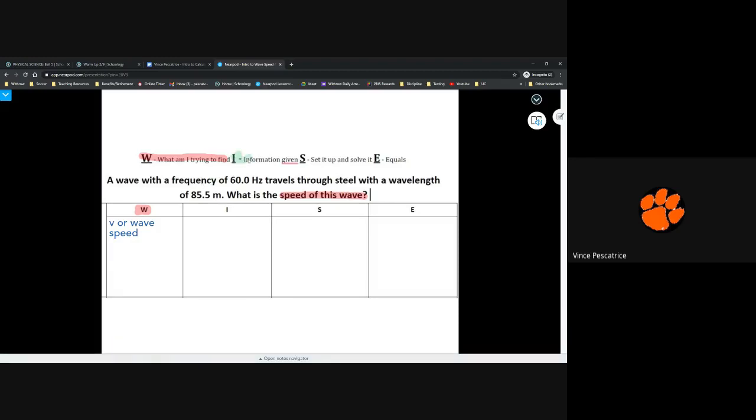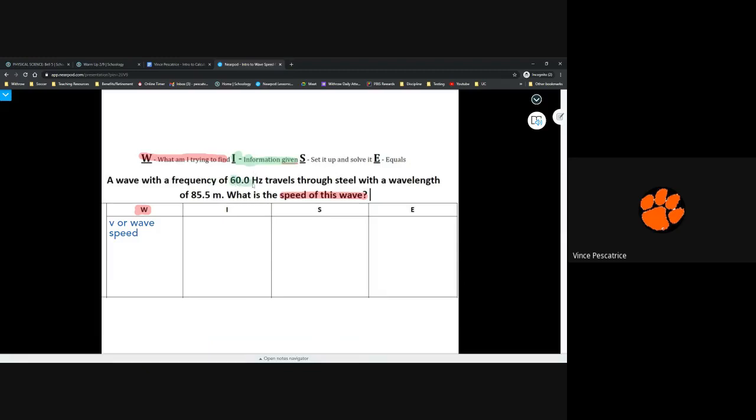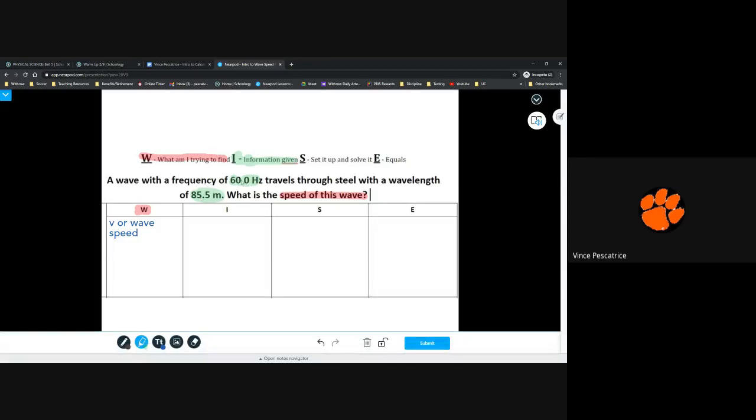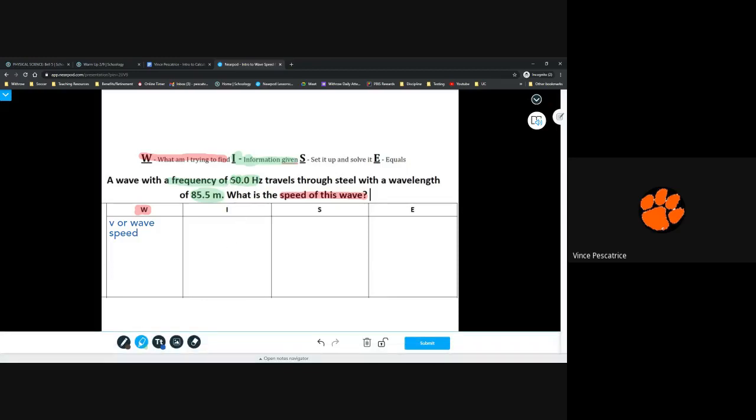What is the information in the problem? What is the information that the problem gives us as a hint to solve? So start with the numbers. Let's highlight these numbers. All right, so the 60 says, oh, that's a frequency. It says a frequency of, so you know frequency is 60. All right, and then 85.5 is a wavelength. It says wavelength of 85.5.